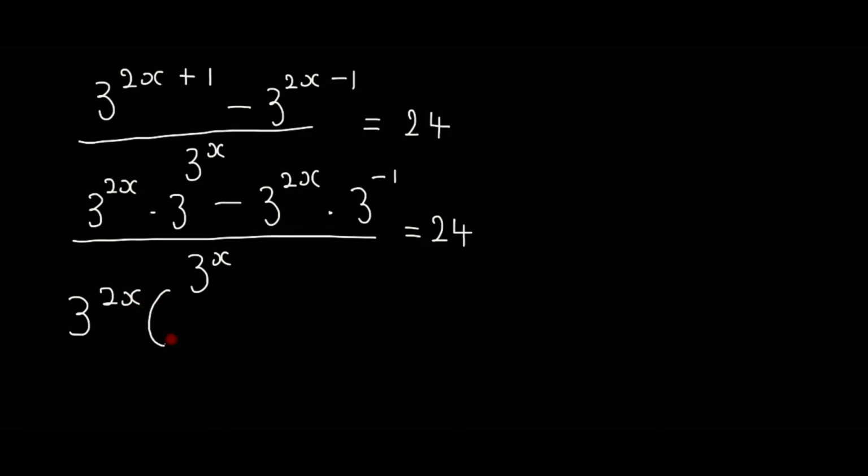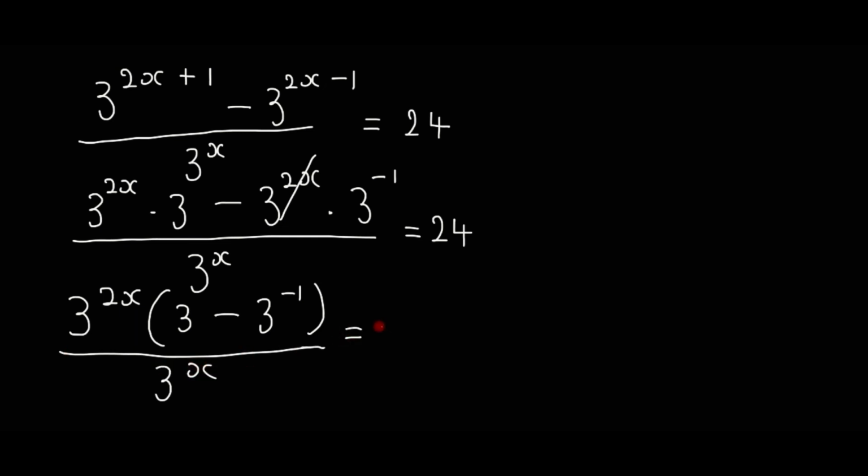So we take 3 to the exponent 2x as a common factor. For this one you cancel this one and we are left with just 3, and at this term you cancel this one and we are left with 3 to the power minus 1, and below we have 3 to the exponent x, and this is equal to 24. And from there we can see that these are just numbers, so you can press the calculator: 3 minus 3 to the exponent 1. So for this part we have 3 to the power 2x, and it will give 8 over 3 when you press 3 minus 3 to the exponent 1.